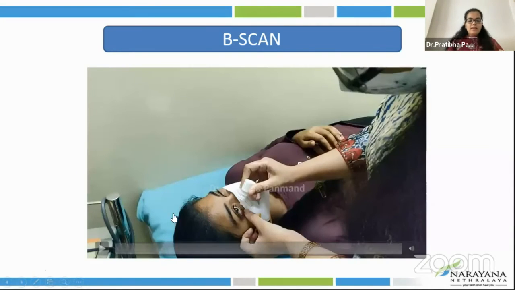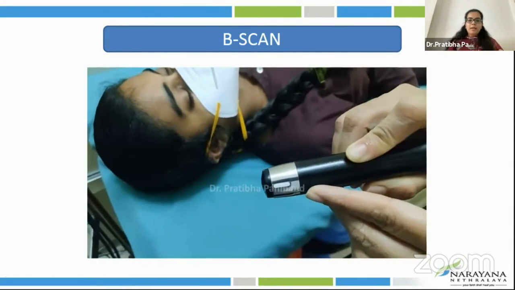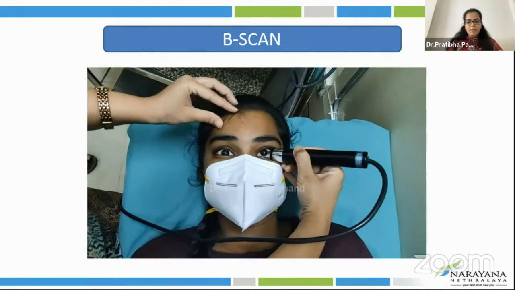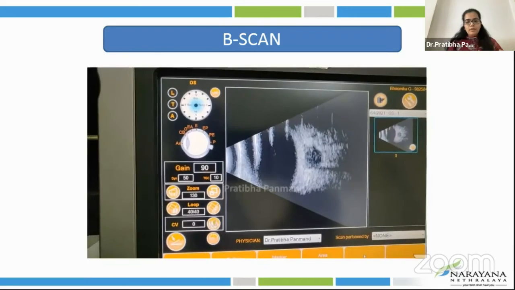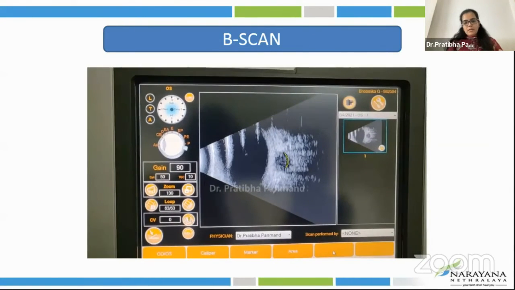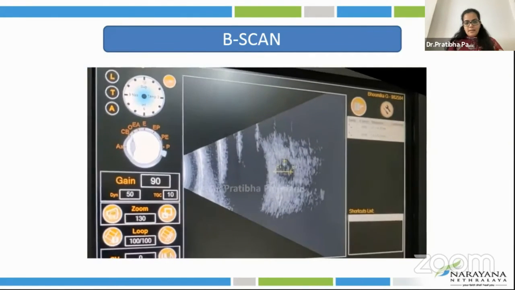B scan can be very easily done in the OPD after instillation of topical anesthetic. The probe is kept vertically oriented temporally on the globe, with the patient asked to look in the primary position, and we look for the echolucent crescent of subarachnoid fluid. We can also measure the vertical and the horizontal diameter, as we can see in this video.